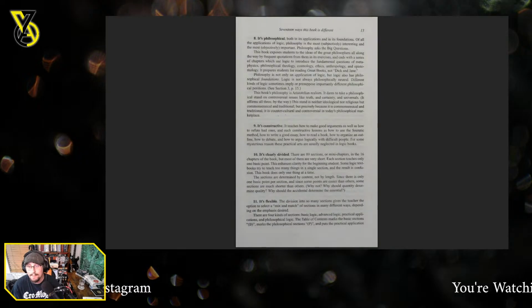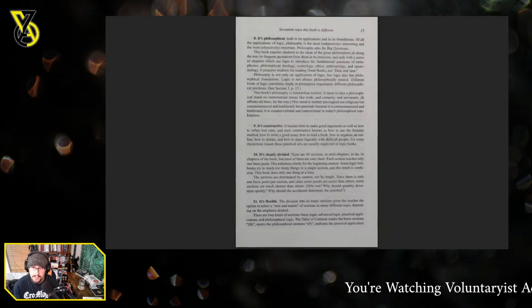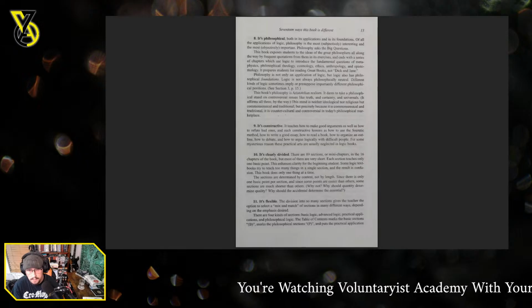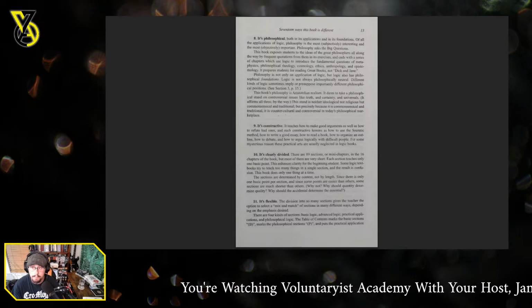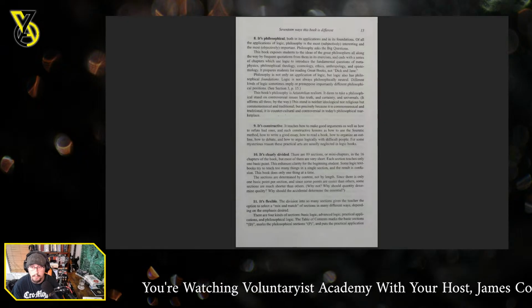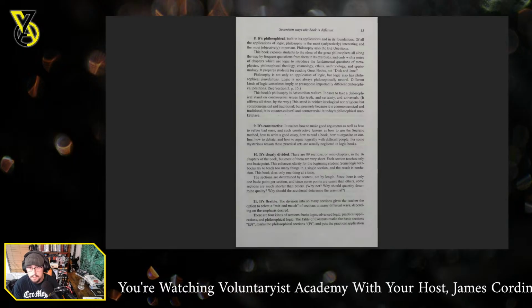Okay, moving on. Number 8, 17 ways this book is different. Number 8, it's philosophical, both in its applications and in its foundations. Of all the applications of logic, philosophy is the most subjectively interesting and the most objectively speaking important. Philosophy asks the big questions. Capital B, capital Q, big questions.